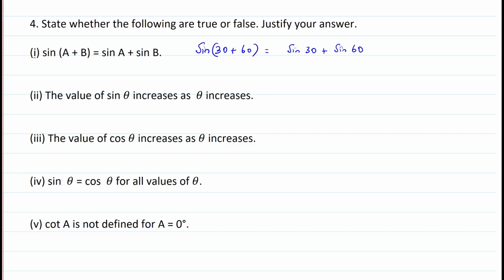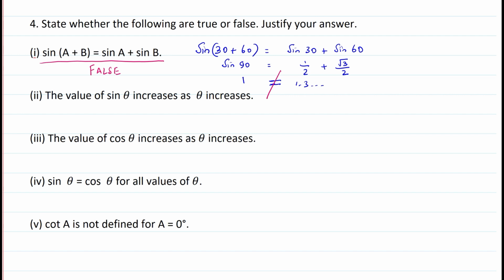Sin(30+60) is sin 90, and sin 30 is half plus root 3 by 2. Now, when we solve this further, sin 90 is 1, and half plus root 3 by 2 will be approximately 1.3 something. So these two are not equal. So the answer for this question is false. Sin(A+B) is not equal to sin A plus sin B.